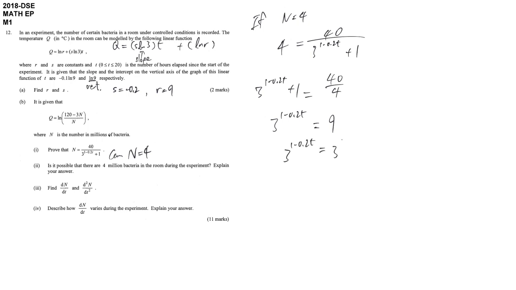They just ask you to solve the exponential equation. We find that in order to make n equal to 4, t should be negative 5. However, t is restricted to be 0 to 20, and negative time does not have any meaning, so this is rejected. That's why, no, it can't be 4.